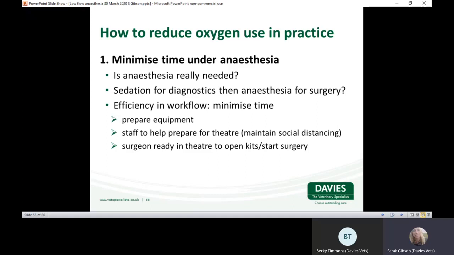It's really important to optimise our efficiency and workflow to minimise the time of anaesthesia. So be as prepared as possible, getting everything ready, checking everything before the animal is anaesthetised. And make sure there's enough staff to help to prepare for theatre. Obviously, it's very difficult at the moment. We need to maintain social distancing, which I think means that being prepared equipment-wise as much as possible before anaesthesia is so important. And also make sure the surgeon is ready in theatre to open kits and start surgery with no delay that will prolong the anaesthesia.